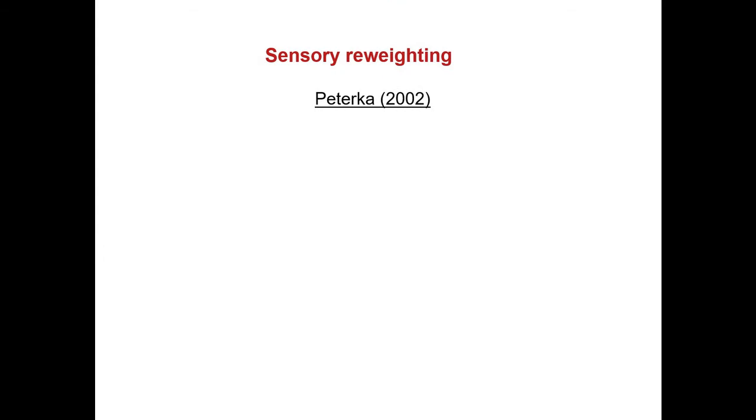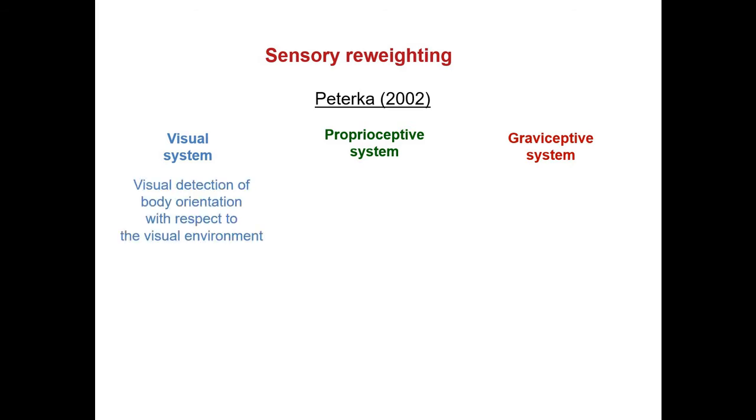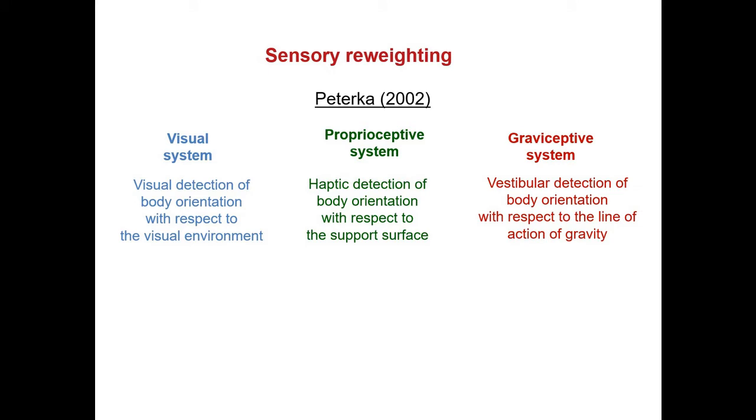Peterka proposes that the primary sensory inputs for the control of balance are from the vestibular system, the proprioceptive system, and the graviceptive system. The visual system concerns the visual detection of body orientation with respect to the visual environment. The proprioceptive system concerns the haptic detection of body orientation with respect to the support surface, and the graviceptive system concerns the vestibular detection of body orientation with respect to the line of action of gravity.